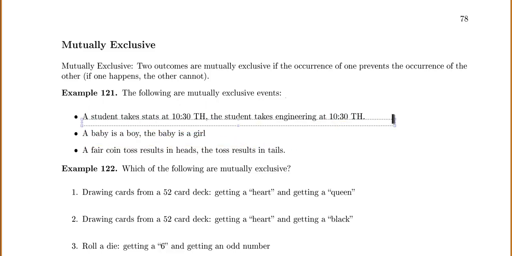So first, a student takes stats at 10:30 on Tuesdays and Thursdays, and the same student takes engineering at 10:30 Tuesdays and Thursdays. That would be mutually exclusive because you can't take two different classes at the same time. Or a baby is a boy and then the same baby is a girl. You have to be either a boy or a girl. And then a fair coin toss results in heads, or the same toss results in tails. A coin toss has to land in either heads or tails. It can't be both at the same time.